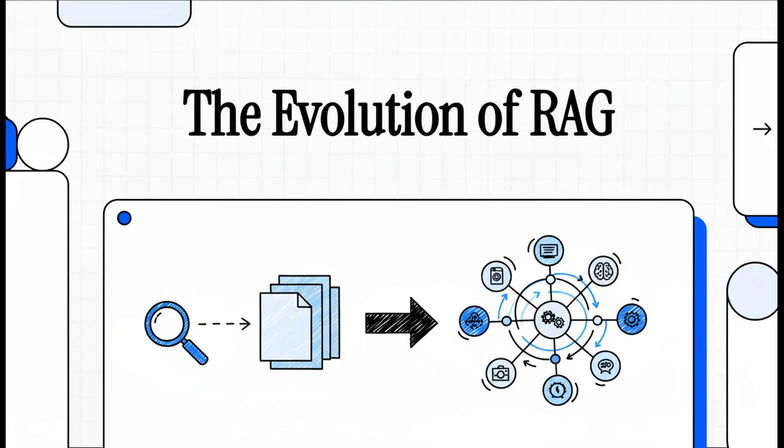Today we are diving into the evolution of a technology that is quietly changing how AI sees the world. It's called Retrieval-Augmented Generation, or RAG for short. We're going to see how it went from a simple fix for a huge AI problem to a truly revolutionary way of building intelligent systems.